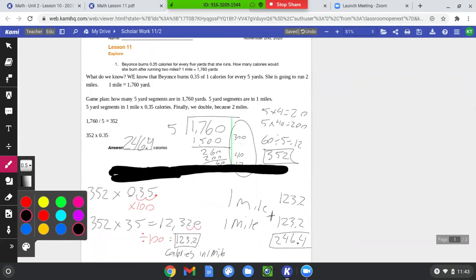We need to make sure that we read the problem and figure out what it is asking, what we know, and how we solve that.